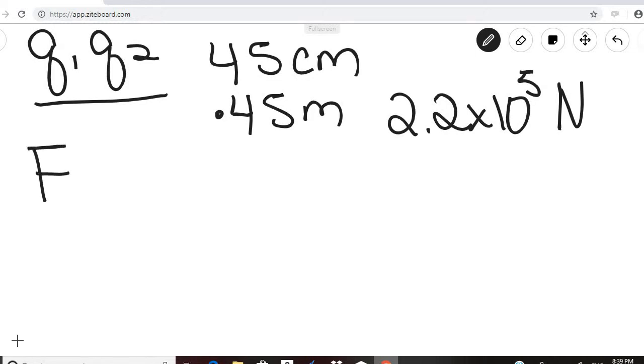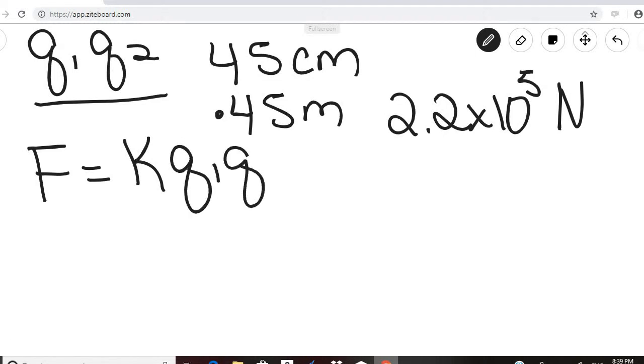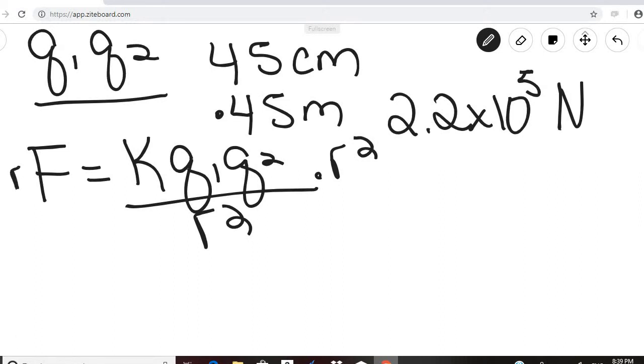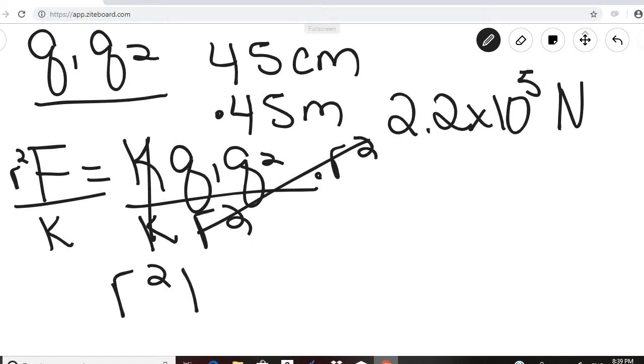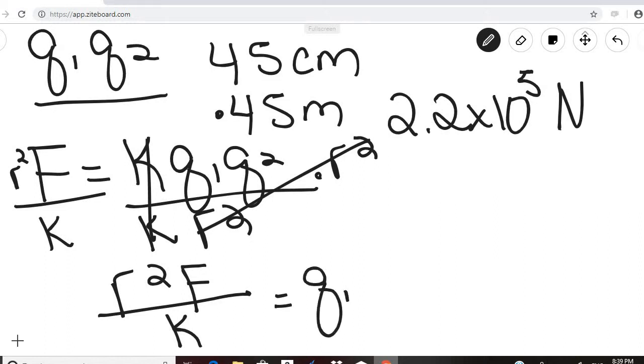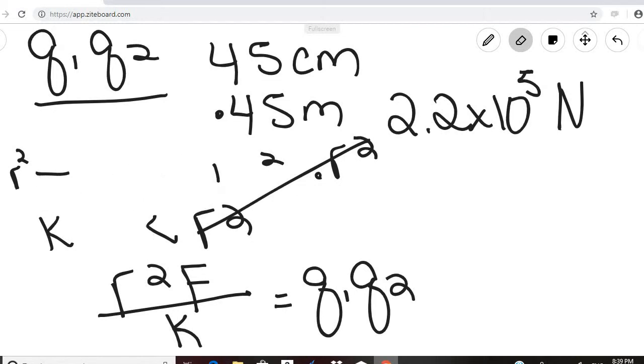So F is equal to K, Q1, Q2 divided by R squared. So we're just going to solve for Q1 and Q2. We'll divide both sides by R squared, and that gets rid of that over there. And then we'll divide both sides by K. So what we are left with is that R squared times F divided by K is equal to Q1, Q2.